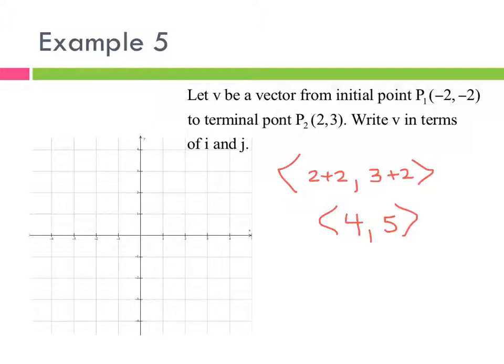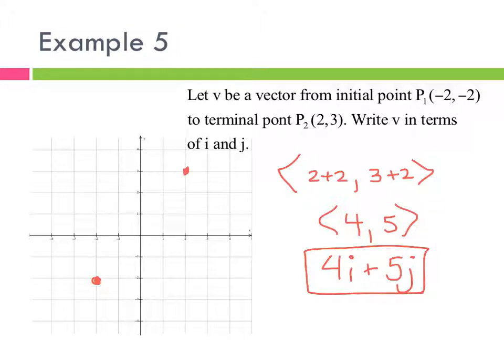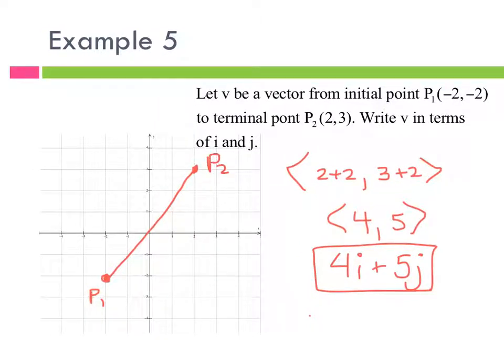It said write V in terms of i and j, which means this is what? Good. 4i plus 5j. This is the first time I give you a graph with an initial and a terminal that we're not starting at 0, 0. That's why I did it. So you want to actually plot your initial point, which would be -2, -2, and your terminal point, which would be 2, 3. Draw your line, so it's a segment, and the arrow goes in which direction? Towards P2, right? Towards your terminal point. Along that line, it doesn't matter where you put your arrow, but the arrow has to point towards your terminal point, which would be P2.